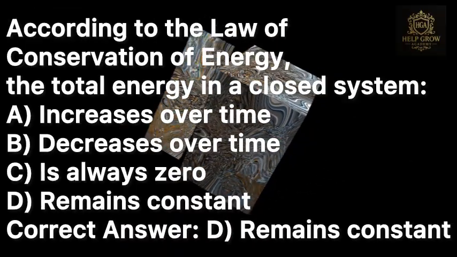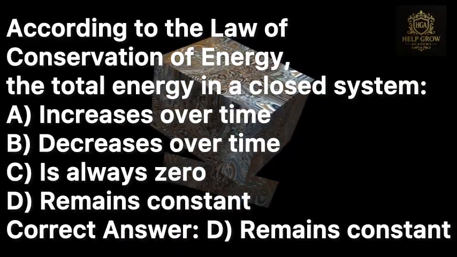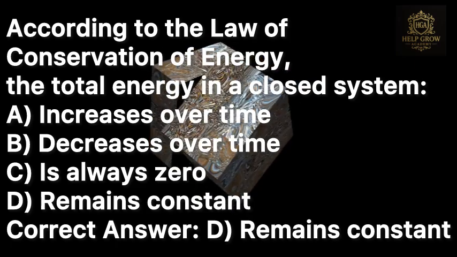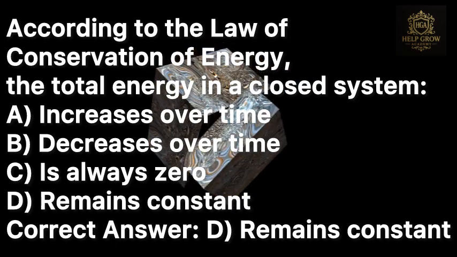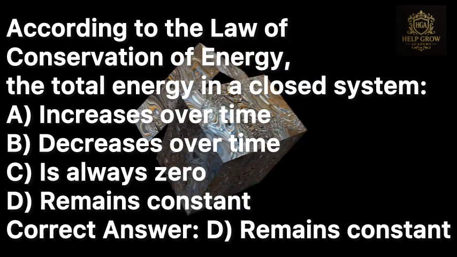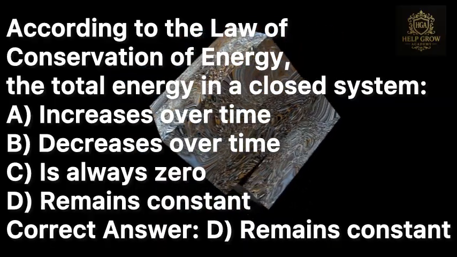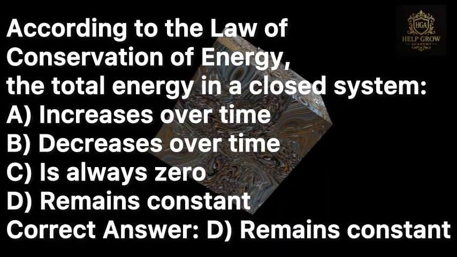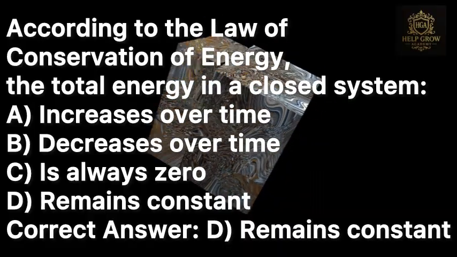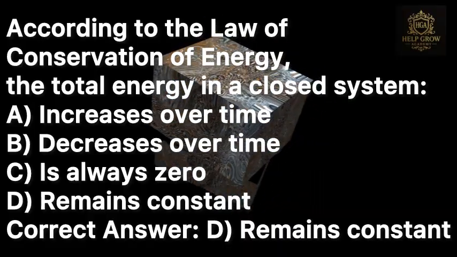The final question we have here says, according to the law of conservation of energy, the total energy in a closed system is dash. A. Increases over time. B. Decreases over time. C. Is always zero. And D. Remains constant. Now this question is a bonus question.